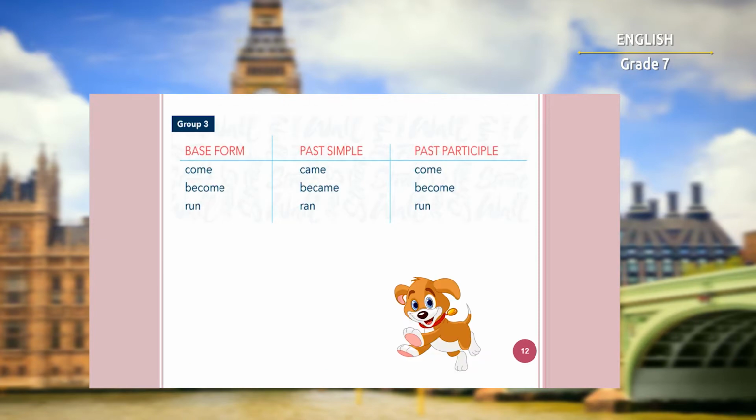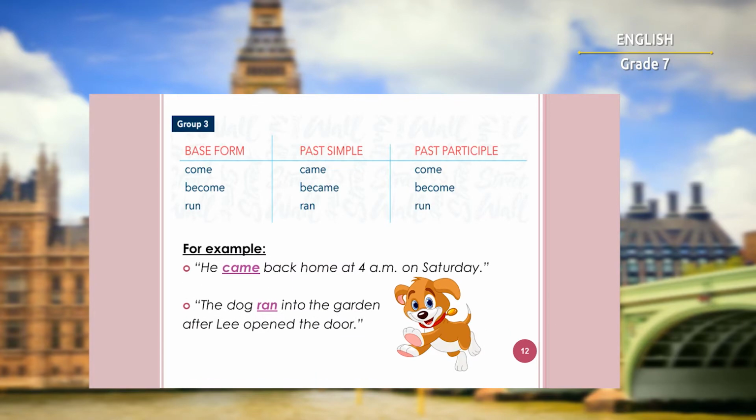The irregular verbs of the third group are verbs with the same base form and past participle. For example, come, came, come, become, became, become, run, ran, run. For example, he came back home at 4 a.m. on Saturday. The dog ran into the garden after Lee opened the door.